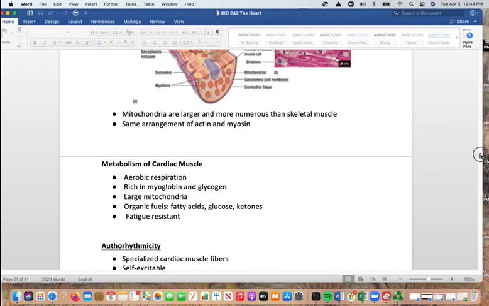So when we look at the metabolism of cardiac muscle, lots of aerobic respiration. You're going to have a lot of myoglobin, glycogen in there, the large mitochondria. And so it can use fatty acids as fuel, glucose and ketones. And this helps make it more fatigue resistant.